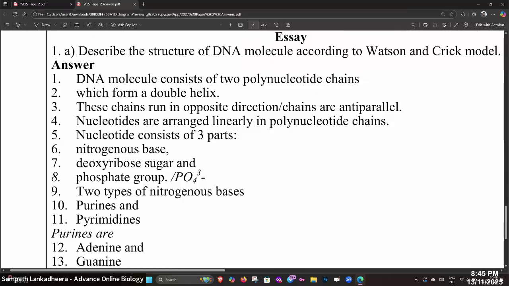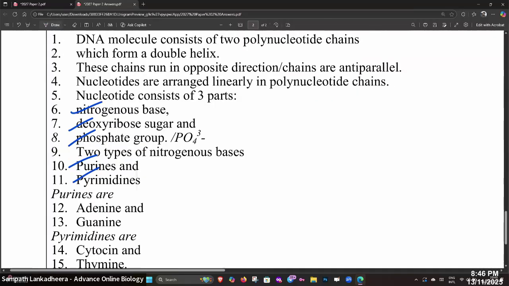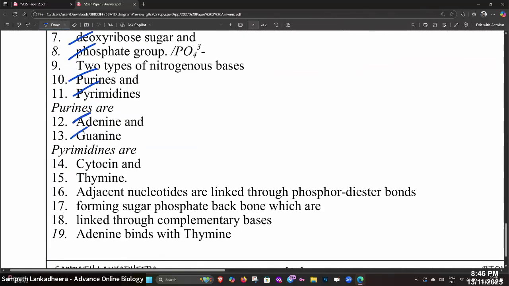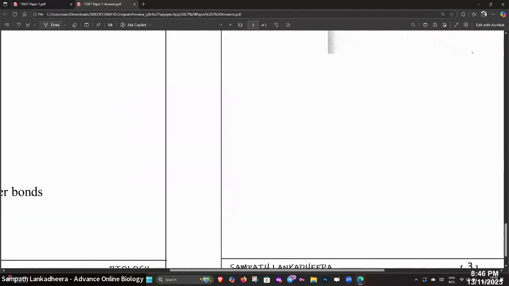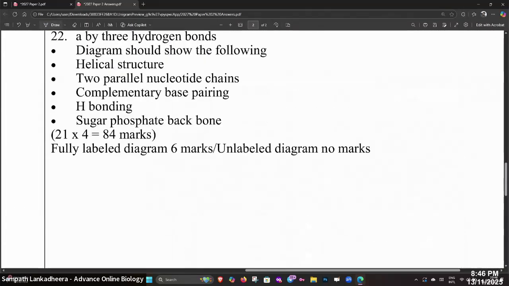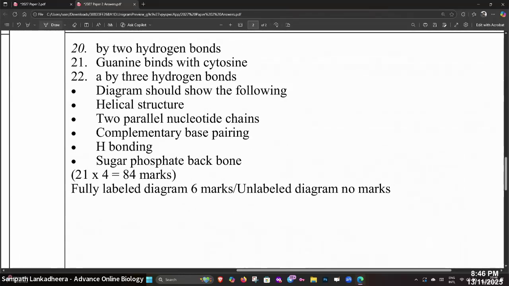A nucleotide consists of three parts: nitrogenous base, deoxyribose sugar, and phosphate part. Two types of nitrogen bases are there, purines and pyrimidines. Purines are adenine and guanine, pyrimidines are cytosine and thymine. Adjacent nucleotides are linked through phosphodiester bonds, forming the sugar phosphate backbone, and the strands are linked through complementary bases. Adenine binds with thymine by 2 hydrogen bonds. Guanine binds with cytosine by 3 hydrogen bonds.